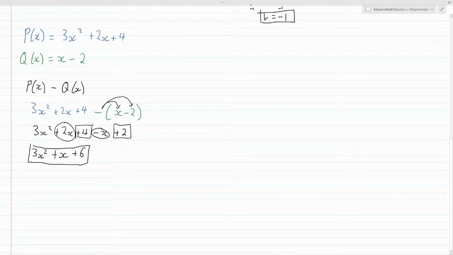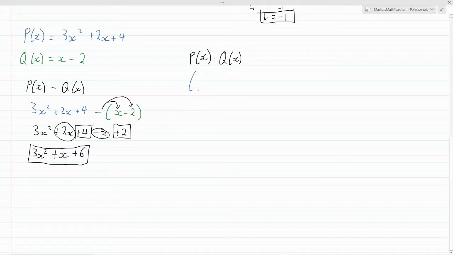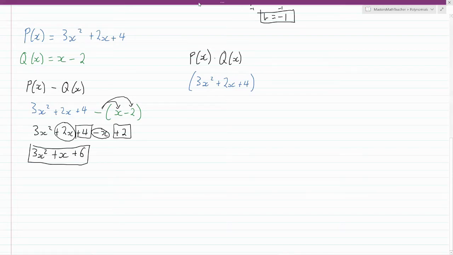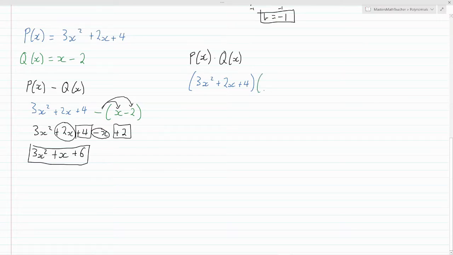We can also multiply them. So if I did p of x times q of x. Now that little dot just means times. I just don't want to confuse you with writing more x's here. So let's multiply them. Again, I'm going to write my p of x first. 3x squared plus 2x plus 4. Now when we're multiplying, make sure to put them all in brackets. When we're adding and subtracting, it didn't matter as much. It matters for the second one, of course, because we're taking away the whole thing. But with multiplication, it's best to put brackets around both. Otherwise, you will accidentally make a mistake.